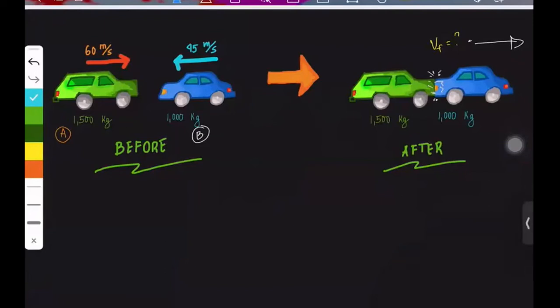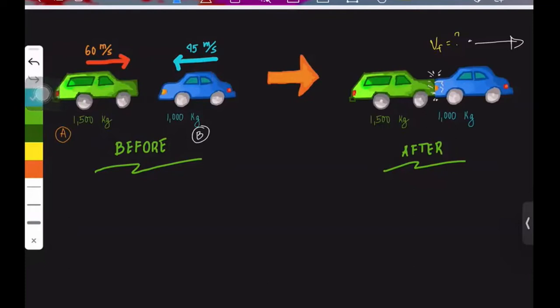Before the collision, the green car has a mass of 1,500 kilograms moving 60 meters per second to the right side of your screen. They are moving towards each other. We have here the blue car having a mass of 1,000 kilograms, but this time it is moving 45 meters per second to the left side of your screen. So that's before the collision.